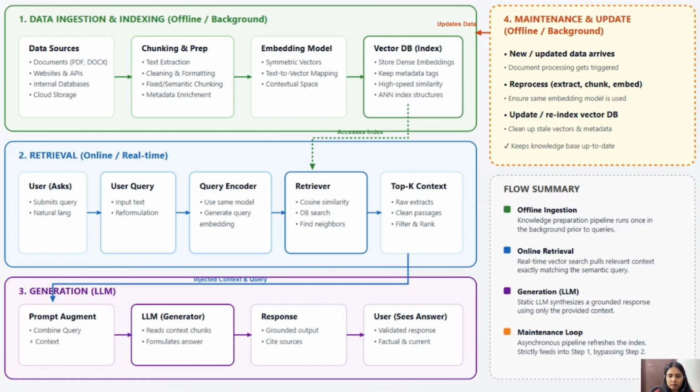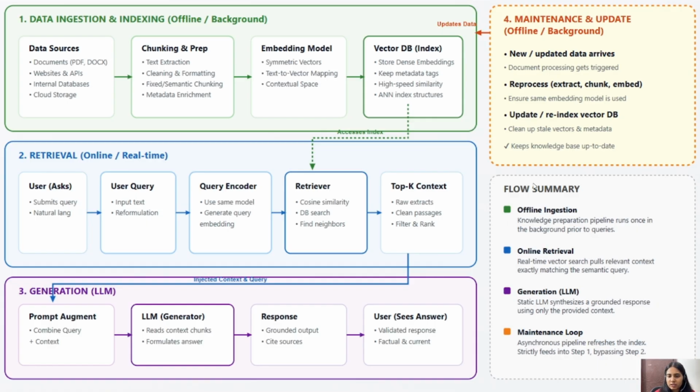If we look at one component here, the top k context, it has some raw extracts and clean passages, or filter and rank. When we search a website, for suppose if we search what is java, we get 10 or 15 websites, right? In some order we get them, the most relevant ones. In the same way, it will fetch according to the user's query the most relevant documents, or chunks, stored in that vector db, and fetch all that top k context here.